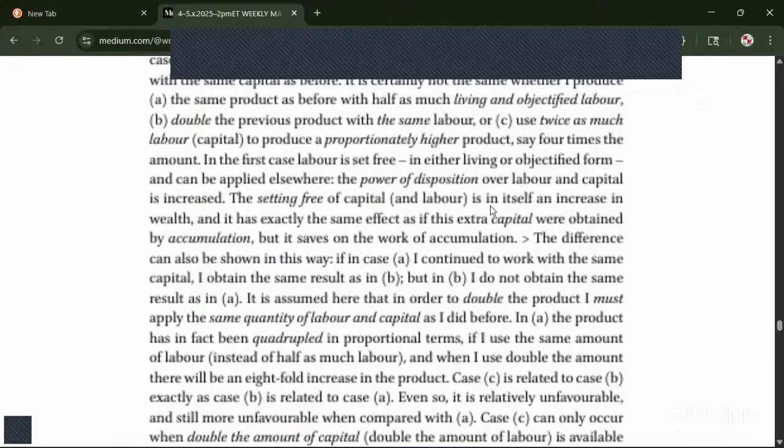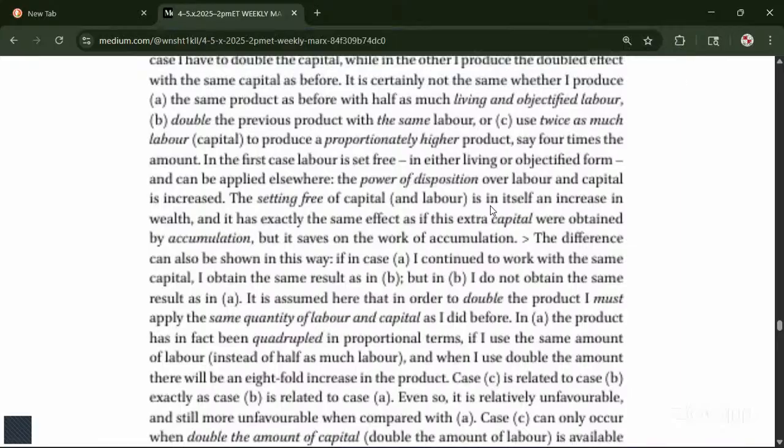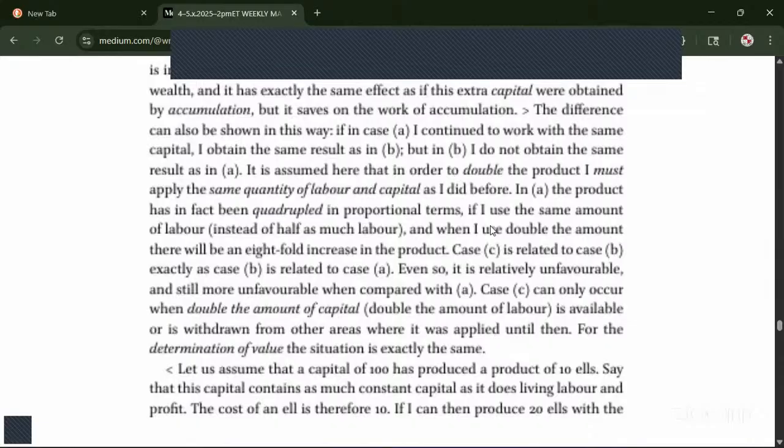Case C is related to case B exactly as case B is related to case A. Even so, it is relatively unfavorable, and still more unfavorable when compared to A. Case C can only occur when double the amount of capital, double the amount of labor is available or is withdrawn from other areas where it was applied until then.